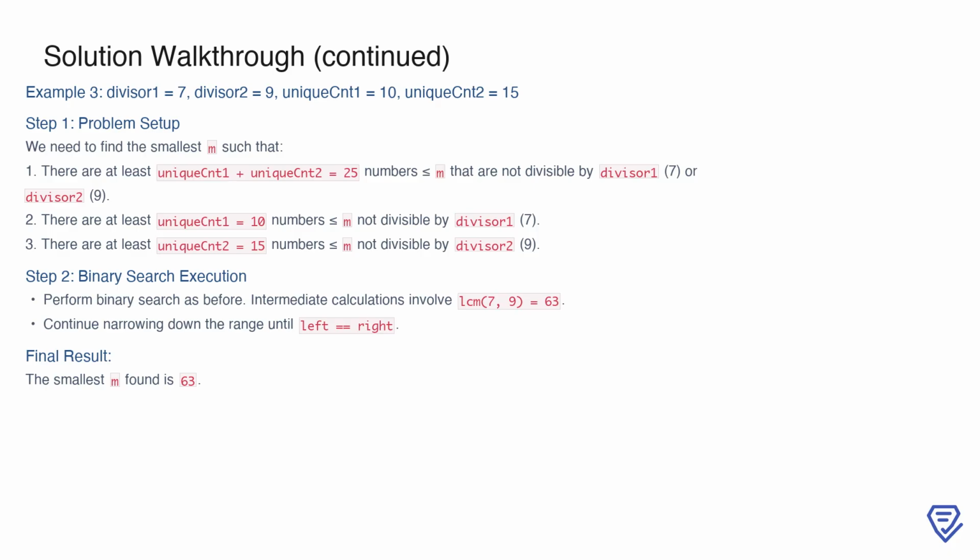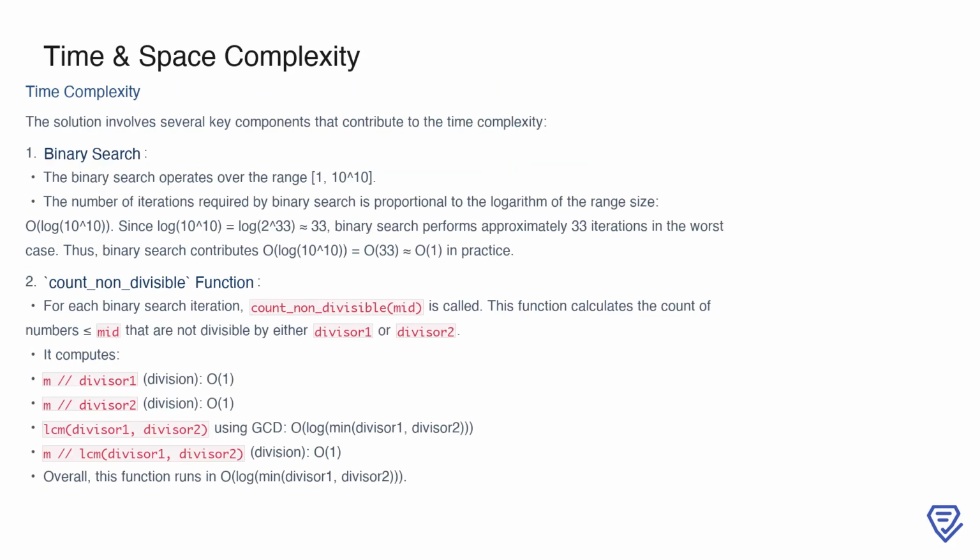As before, we compute intermediate values for each iteration, adjusting the range until left equals right, and ultimately find that the smallest m is 63. This consistent application of binary search highlights its power in solving problems that involve minimizing values under specific constraints. To analyze the time complexity of our solution, we begin with the binary search component.